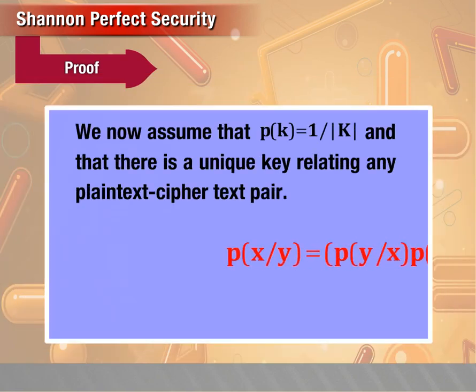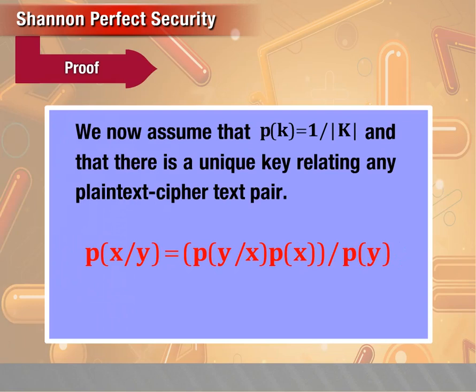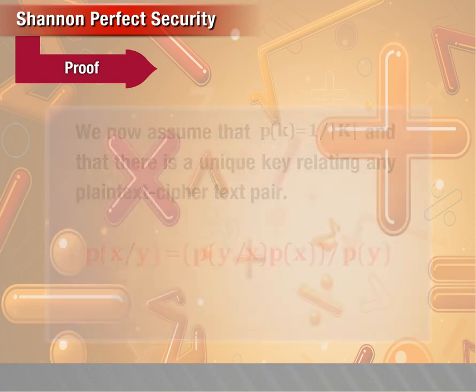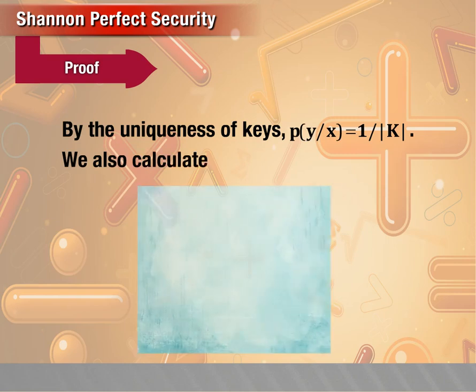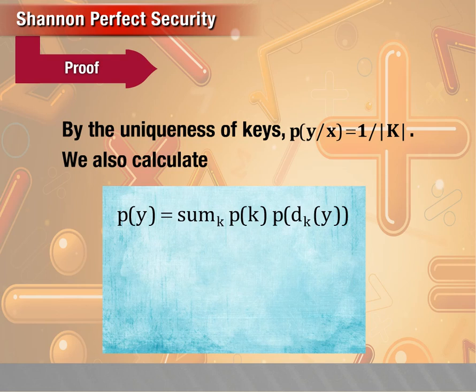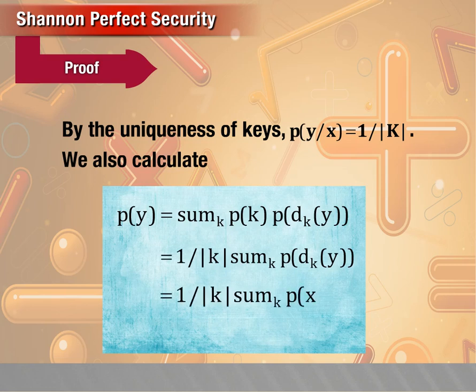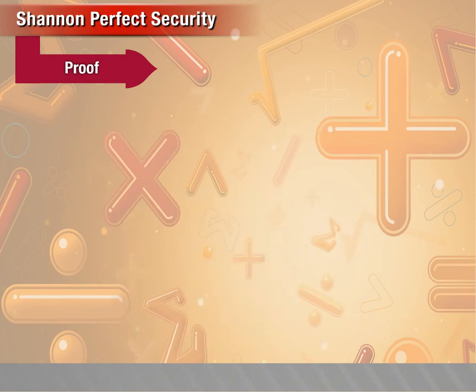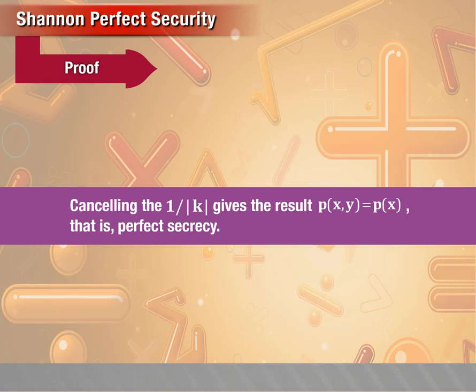We now assume that P of k is equal to 1/|K| and that there is a unique key relating any plaintext-ciphertext pair. P of x given y is equal to P of y given x times P of x, the whole divided by P of y. By the uniqueness of keys, P of y given x is equal to 1/|K|. We also calculate P of y is equal to the sum over k of P of k times P of dk of y, which is 1/|K| times the sum over k of P of dk of y, which is 1/|K| times the sum over x of P of x, which is equal to 1/|K|. Cancelling the 1/|K| gives the result P of x given y is equal to P of x, that is perfect secrecy.